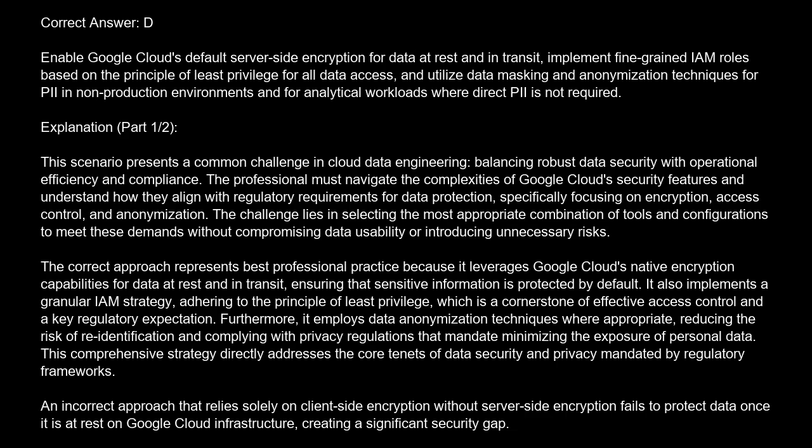The correct answer is D. Enable Google Cloud's default server-side encryption for data at rest and in transit. Implement fine-grained IAM roles based on the principle of least privilege for all data access, and utilize data masking and anonymization techniques for PII in non-production environments, and for analytical workloads where direct PII is not required.